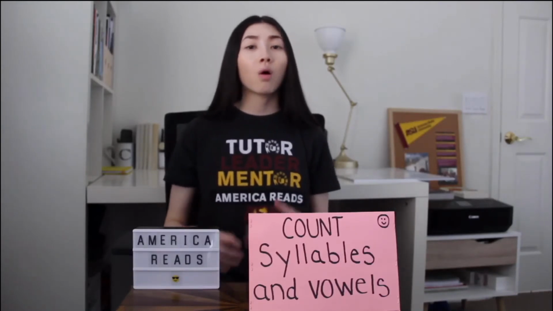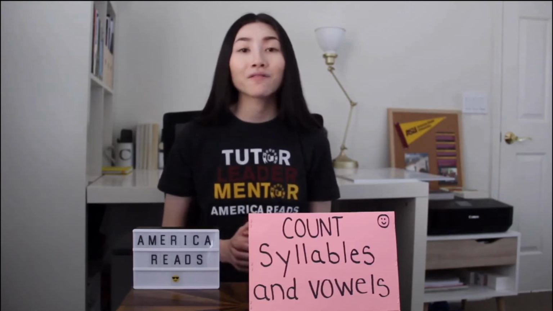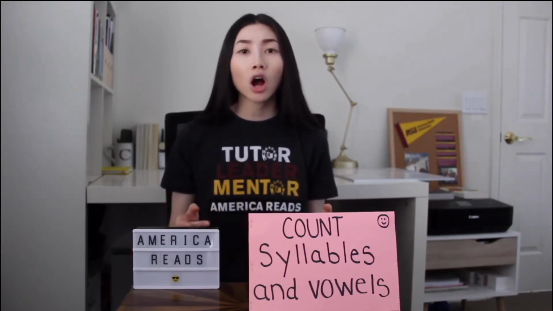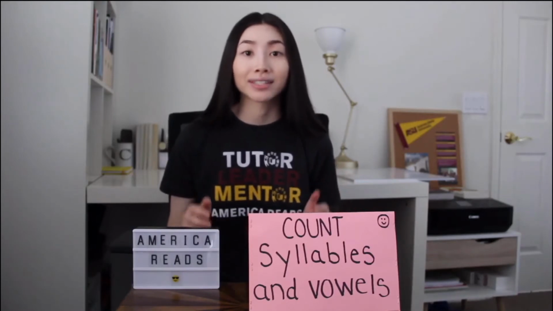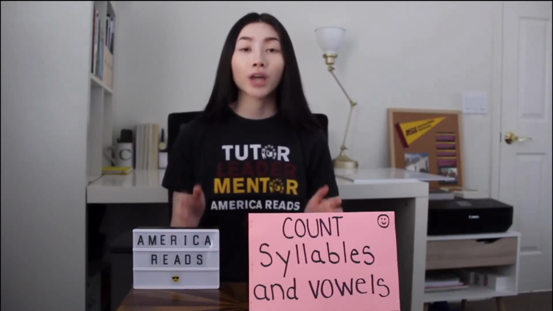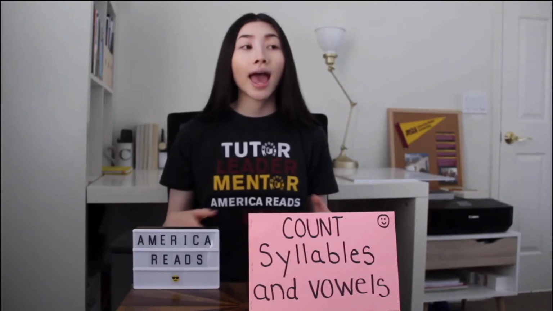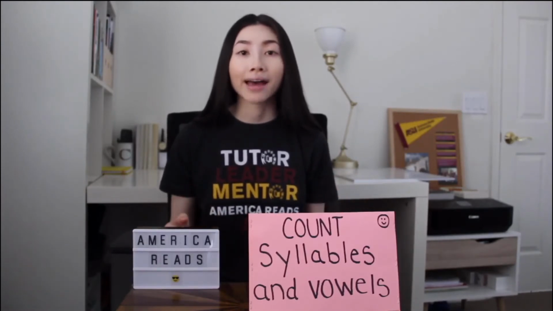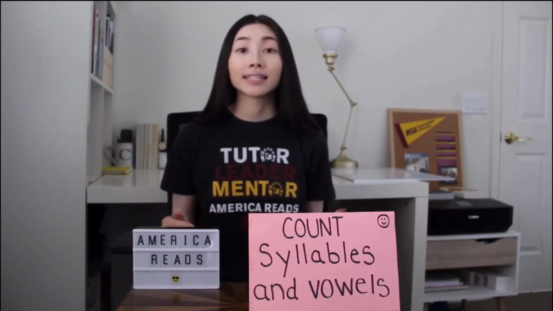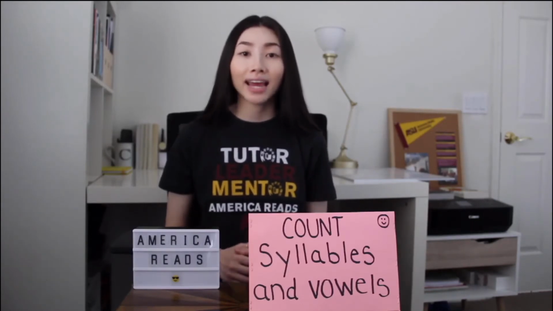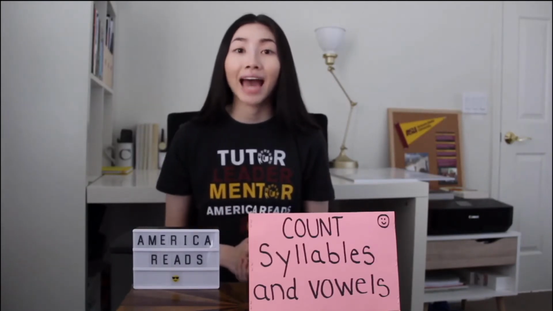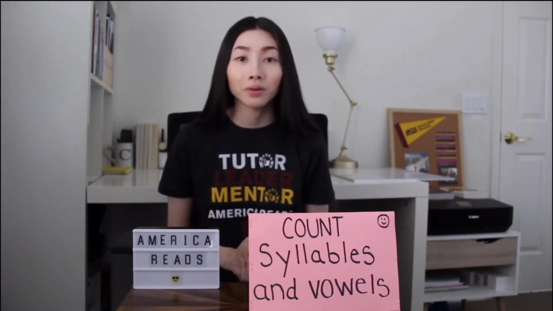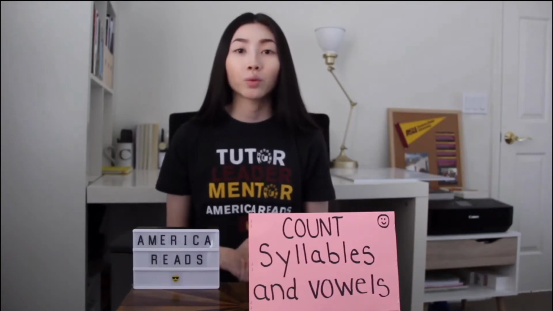So now that we know all of the different sounds that our vowels can make, let's talk about how we can use that knowledge so we can count syllables in a word. So, in order to count how many syllables a word has, all we have to do is count how many vowel sounds the word has. And today I'm going to teach you a little trick or a little technique that's going to help us to count our syllables. So here's what you do.